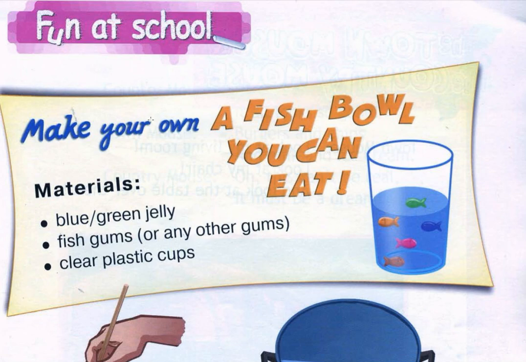Boys and girls, open your books, please. Page number 75. Fun at school. Make your own a fish bowl you can eat. Materials: blue-green jelly, fish gums or any other gums, clear plastic cups.